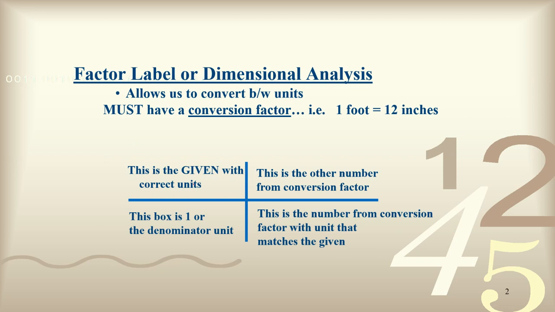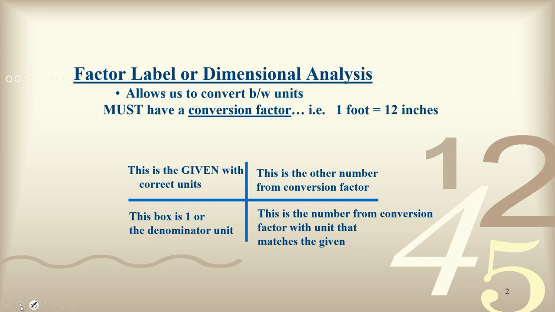So in our top left box of our train tracks, we're going to put our given. Now the given is going to be the number in the question. This bottom box, most of the time I'll leave it blank, but if you'd like to fill it in, you can put a 1, or it's also used for a denominator unit. So if we were doing something like miles per hour, we would put the hour down here in the bottom. The one directly across from your given is the number from your conversion factor with the same unit as your given. And then this top box is just the other portion of our conversion factor.